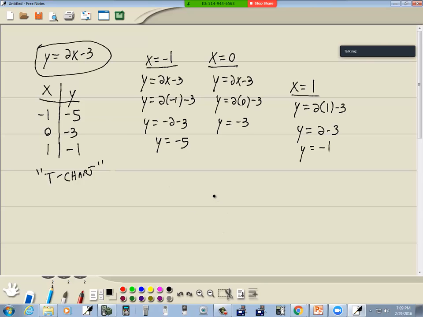Now normally all we would need is 2 points in order to graph. The third one is a point that helps us check our math. See, make sure I didn't make a basic math error somewhere here.